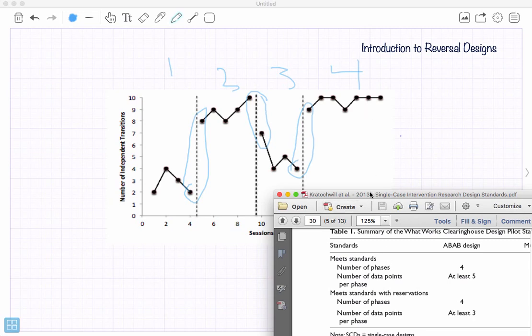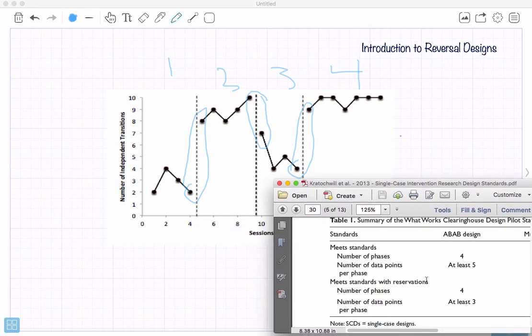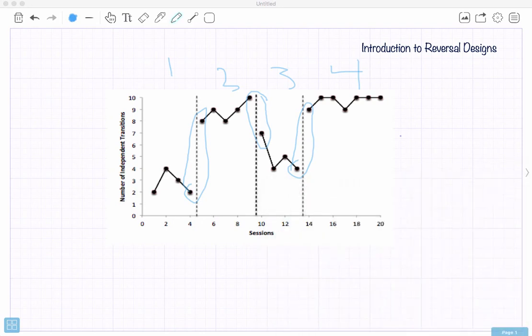So if we look at the standards here from the Cradwell, it would not meet standards, but it would meet standards with reservation because it does have at least 3 data points per phase. Now, why would we only want to use 4 data points? Why wouldn't we do a minimum of 5 data points so that we could meet standards at the highest level? There are certain reasons why you might do that.